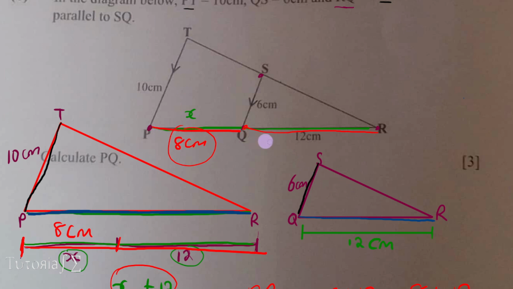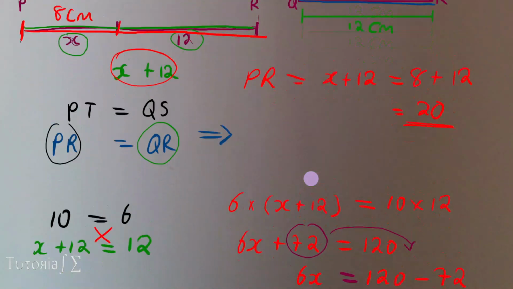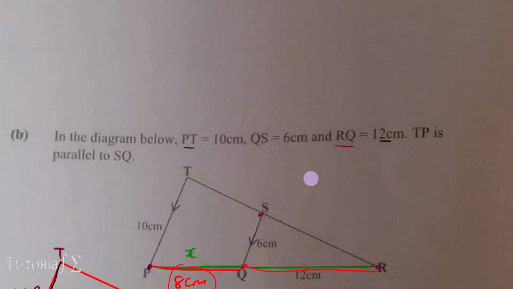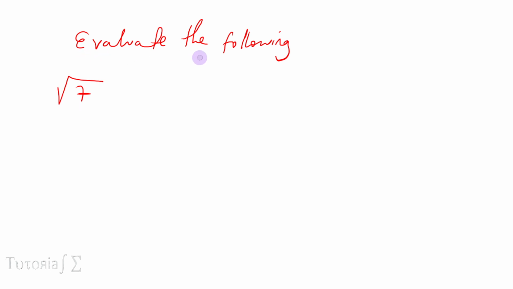Then we just equate the parts that are similar. So this part, which is X plus 12, is similar to that, and 10 is similar to 6. Then we cross multiply and simplify everything. Now, from here, let's just look at how we can find the square root of a number without using a calculator. All right, so we have this question: evaluate the following.